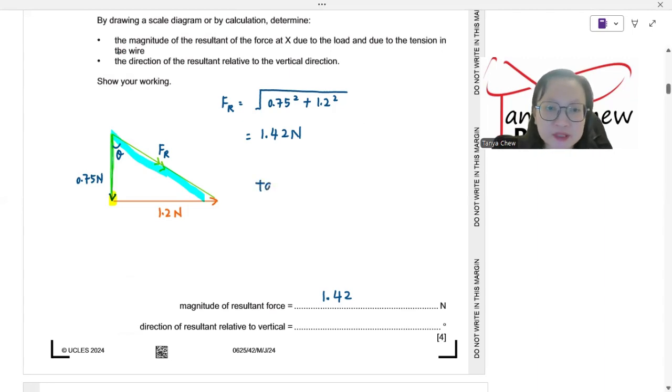So I'm going to use tangent theta is equal to, tangent is opposite over adjacent. So it is 1.2 divided by 0.75. Therefore, theta is equal to arctangent 1.2 divided by 0.75. And my answer is 58 degrees. So I just fill in the blank, 58 degrees. That's all.